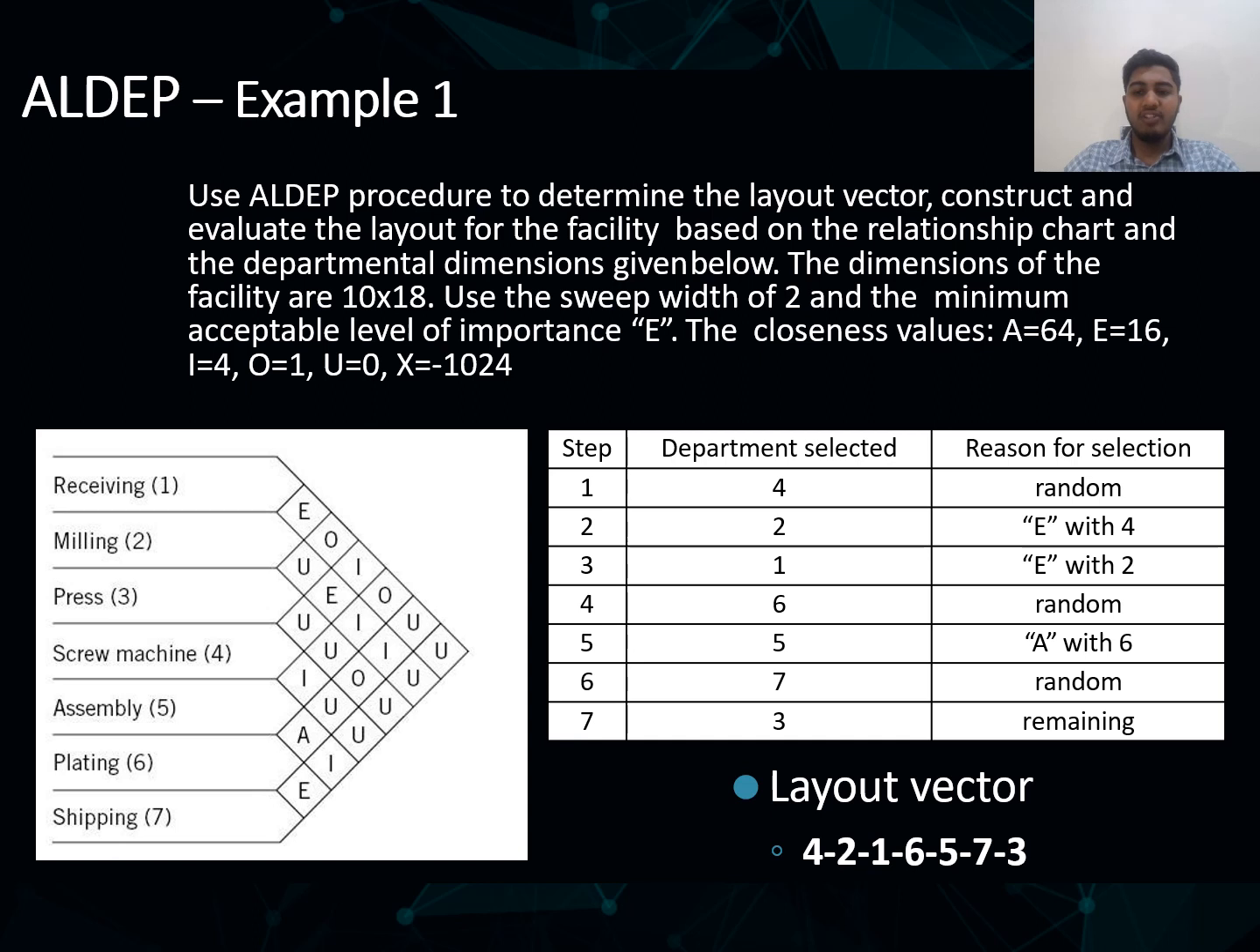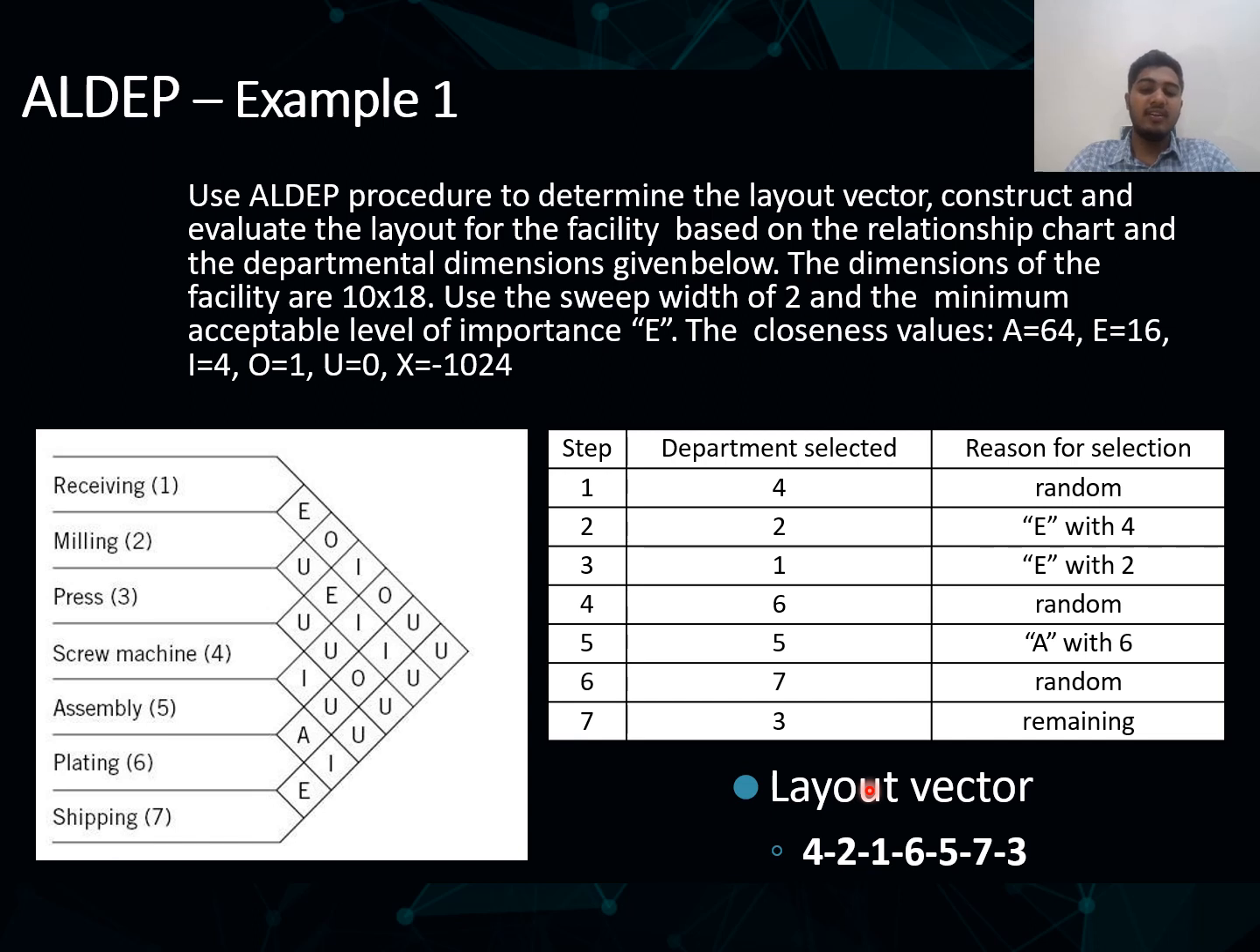So department 4 is randomly selected here. Reason for selection: random. The first department gets randomly selected by the computer. So department 4 is selected at random first, and then, as E with 4, department 2 has been selected. Department 1 has been selected next with E with 2. Then department 6 has been selected randomly, and 5 as A with 6, 7 as random, and 3 as well.